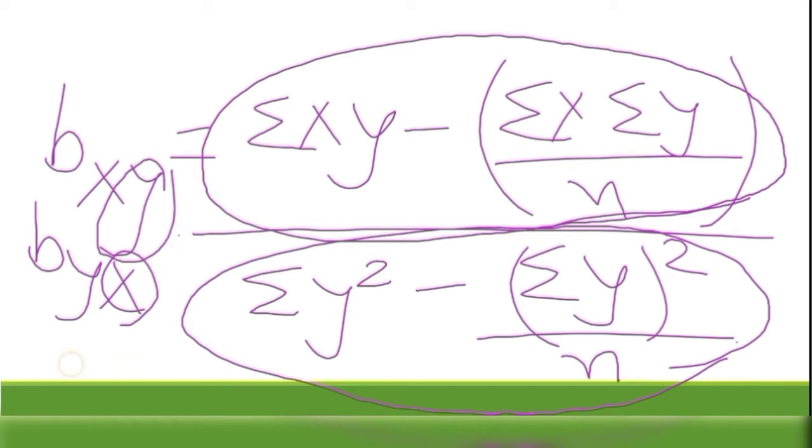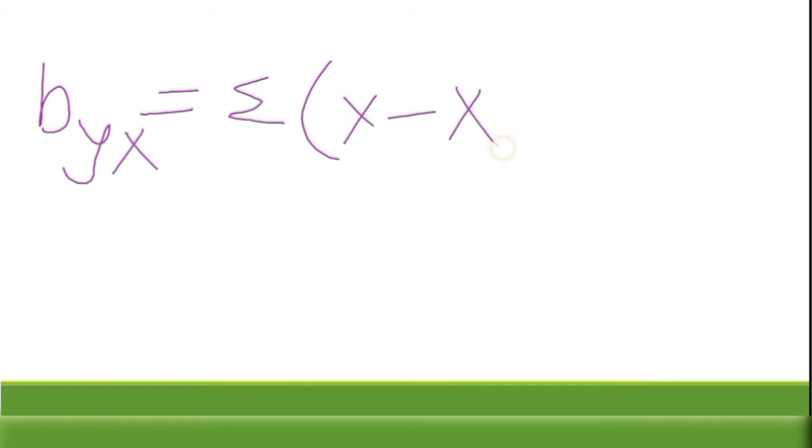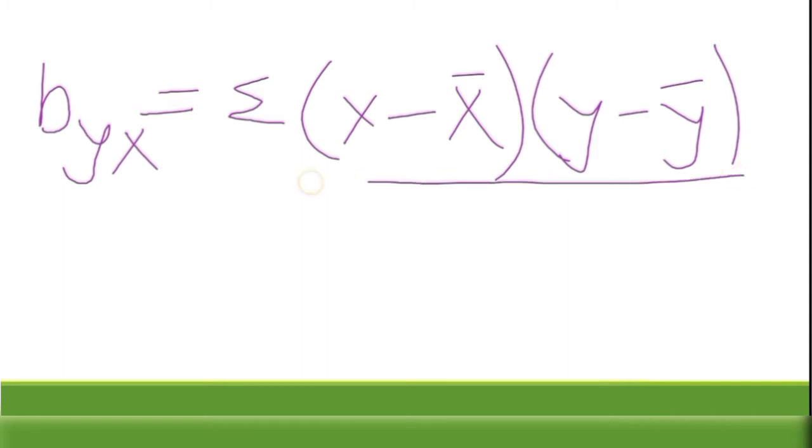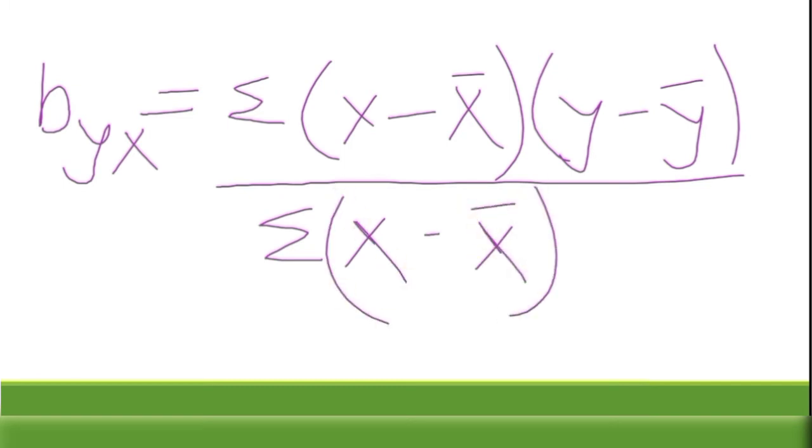The next way to find out byx and bxy is byx is equal to sigma x minus x bar into y minus y bar, divided by sigma x minus x bar whole square.